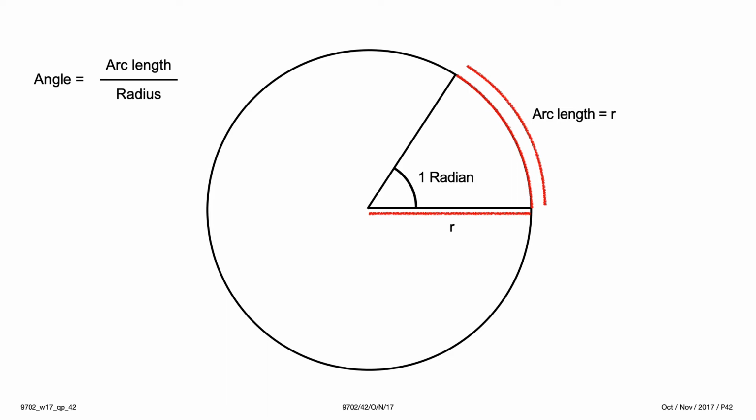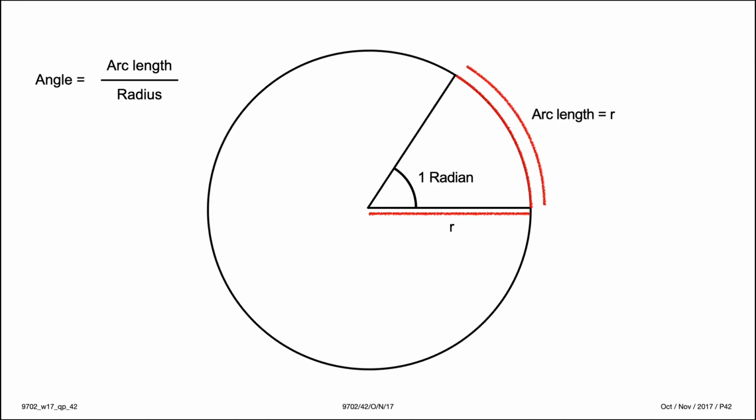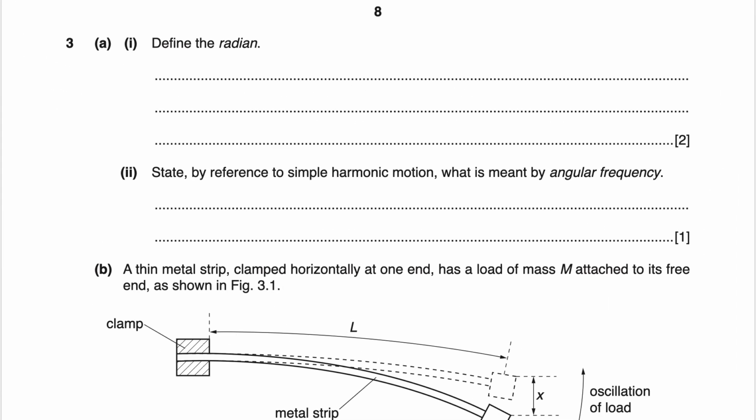Okay, let's put these things in our question. What is a radian? The angle subtended at the center of a circle where the arc length is equal to the radius. This is the key point: arc length is equal to the radius.